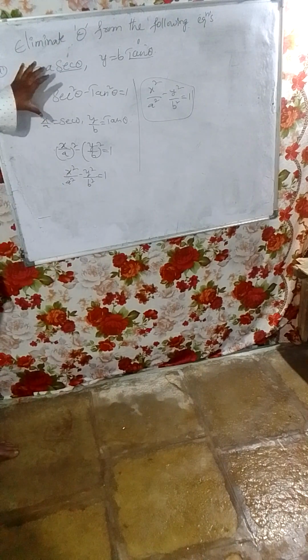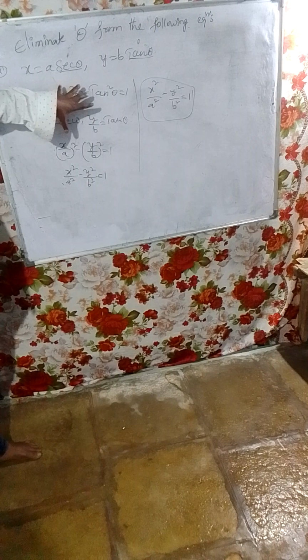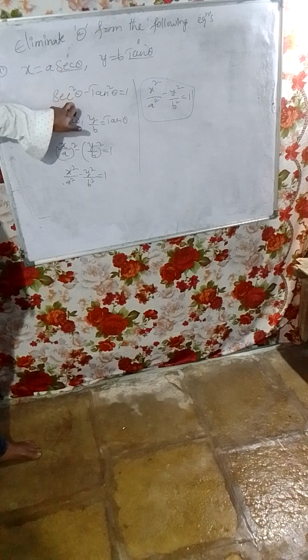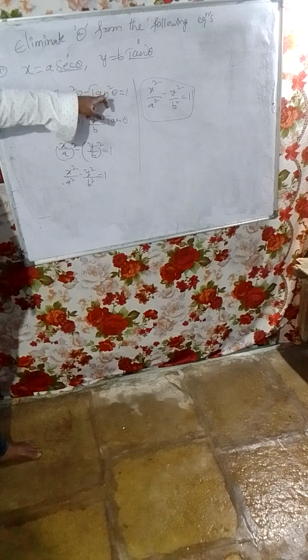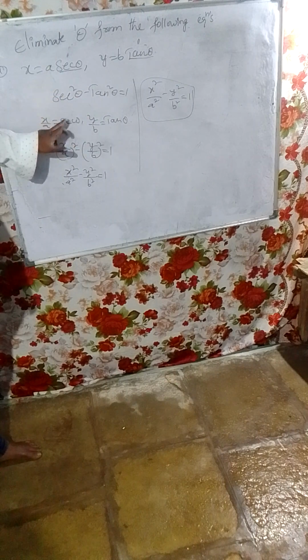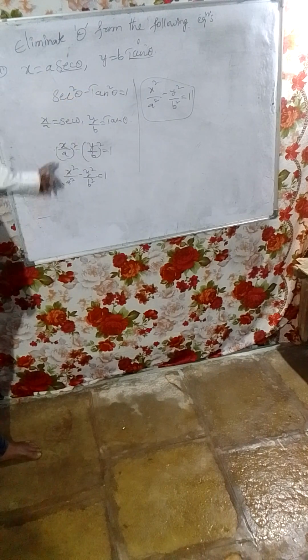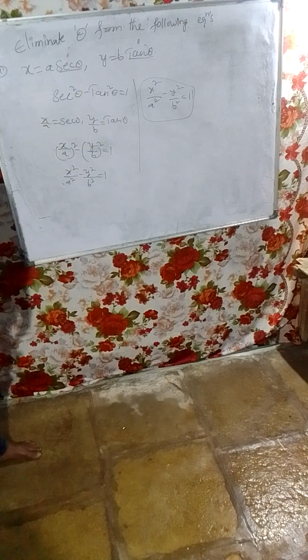When the question is given, what is the relation here? The relation is secant square theta minus tan square theta equal to 1. X by a equal to sec theta, y by b equal to tan theta. Then squaring on both sides, we have to get this value.